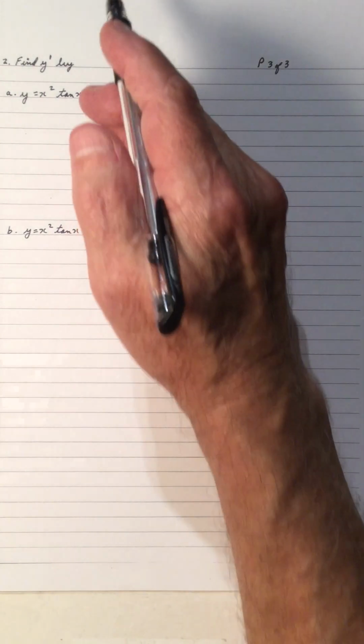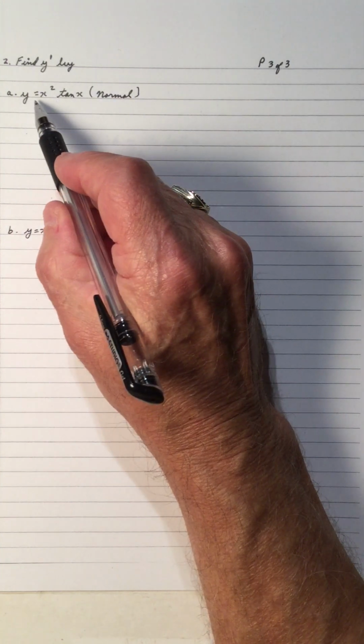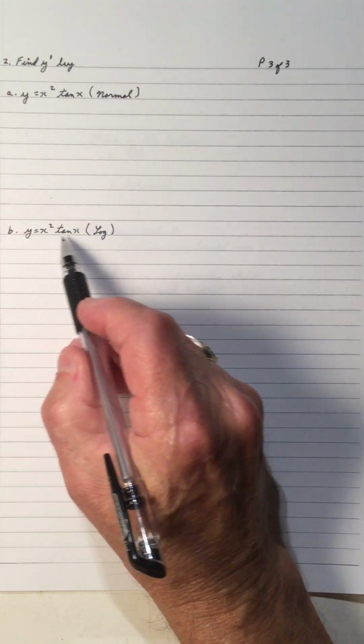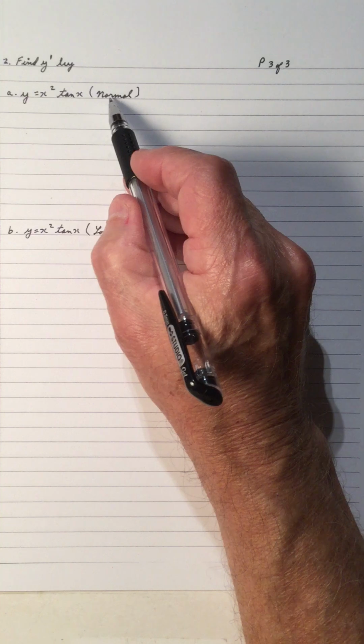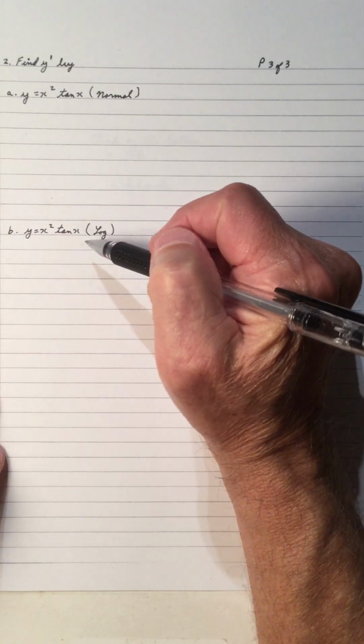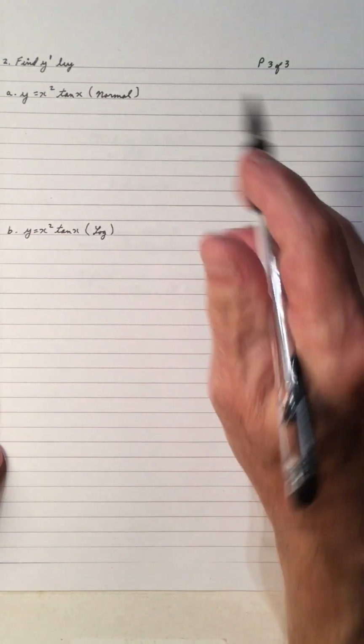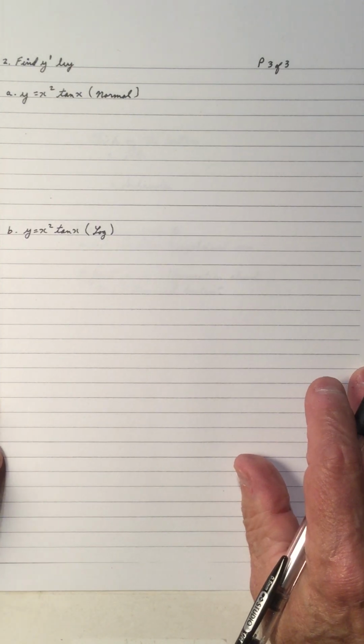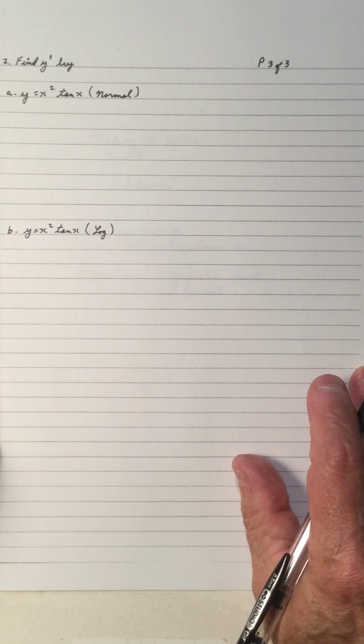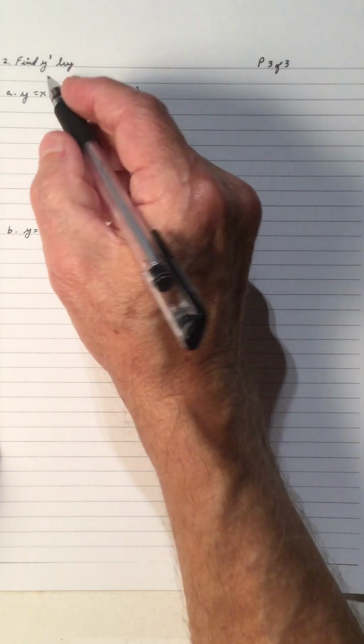Okay, so let's do another one. Now we have a second one. Find y prime. And here, notice the two of these are the same. We're going to do the first one the normal way, and we're going to do the second one by logarithmic differentiation. So let's do the normal way first.